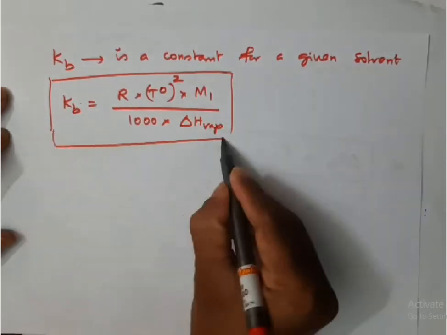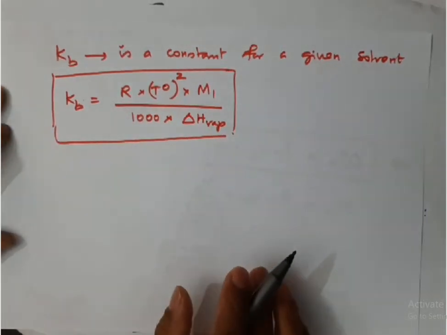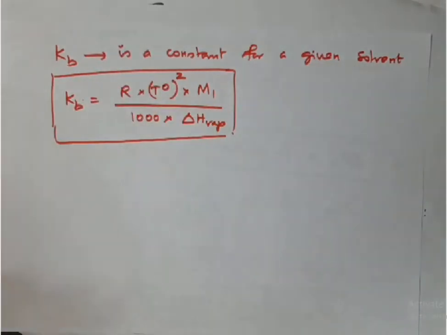Take down. Students, note down this. This is the formula we use to calculate Kb. Kb is the ebullioscopic constant, also called the molar boiling point elevation constant.